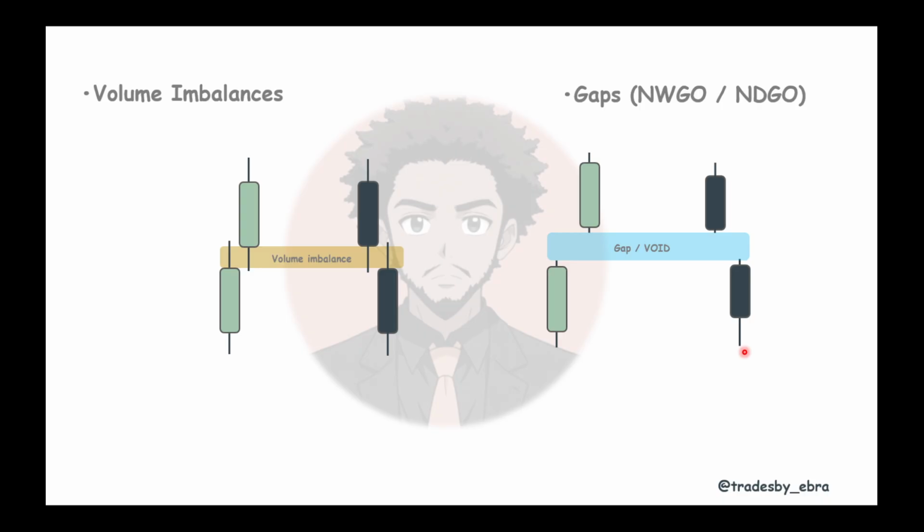Okay, volume imbalance. Volume imbalance is when the week opens and the market opens with no gap. That is a volume imbalance, right? Then for gap or void, where there is nothing, just a void gap. We are going to see that in the charts.